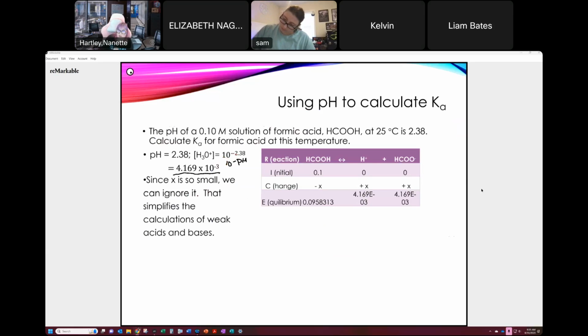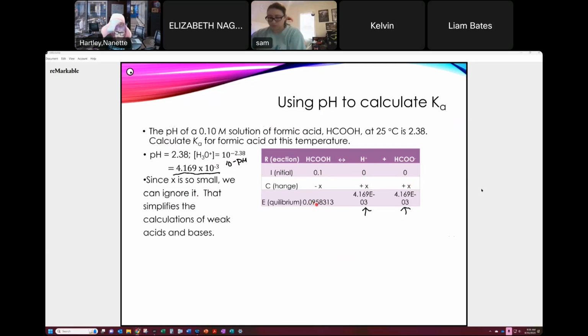I can then take that value and put it into my ICE table. I've set up an ICE table with formic acid giving up that proton to give me HCOO minus. My initial concentration is 0.1 for the formic acid, and I assume 0 and 0 for those two. We have our change, negative X and plus X, starting to look really familiar. Then we can solve for our equilibrium concentrations, because if I don't know all of those values at equilibrium, I can't calculate a K.